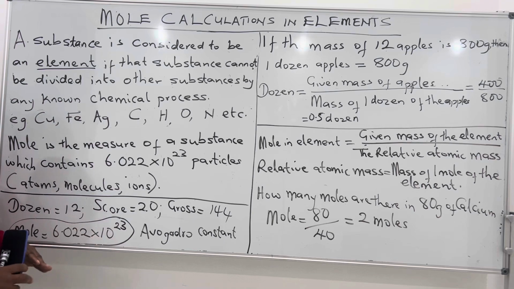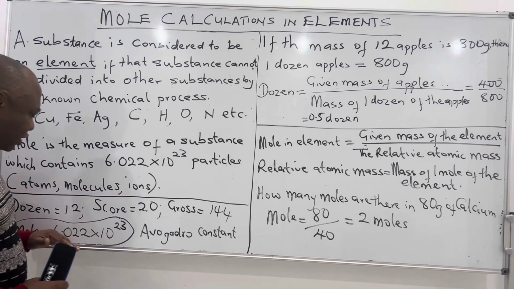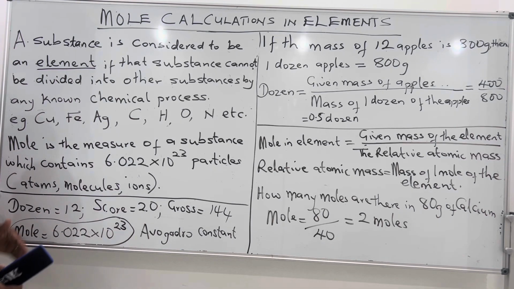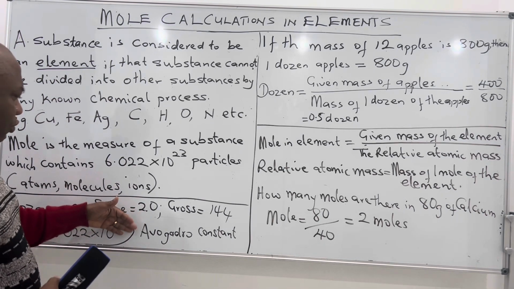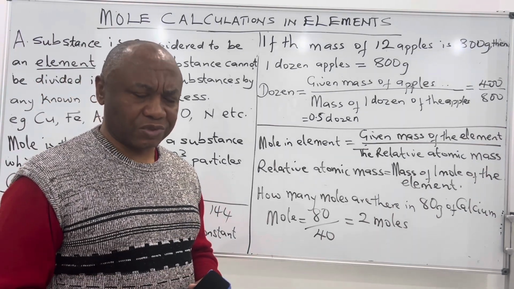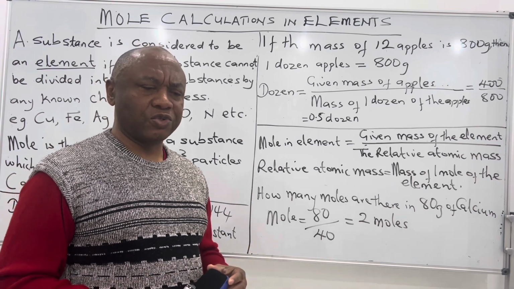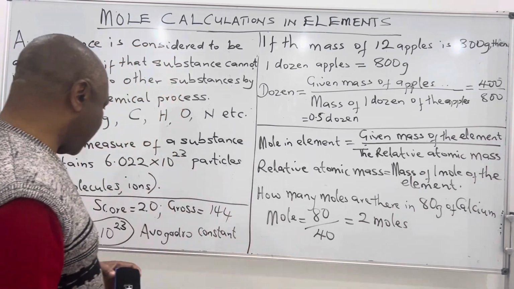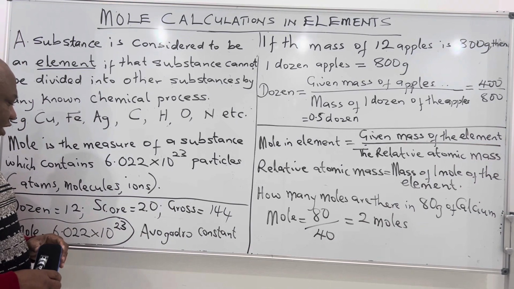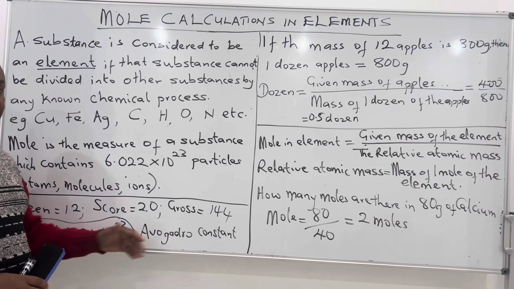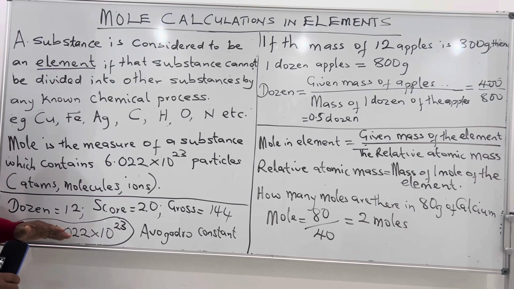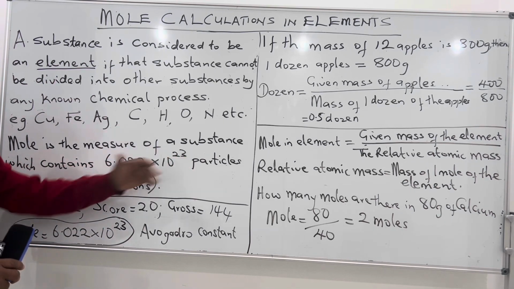This number, when written out in full, is 602 billion trillion. You can easily count 12 apples, 20 apples, 144 apples, but you cannot easily count 602 billion trillion apples. Now, this value, 6.022 times 10 raised to power 23, is called Avogadro constant. It is called Avogadro constant, and it is used when working with particles.